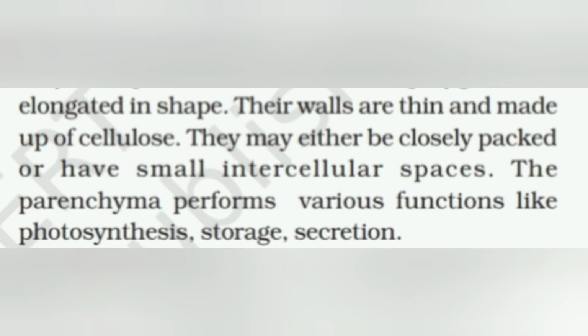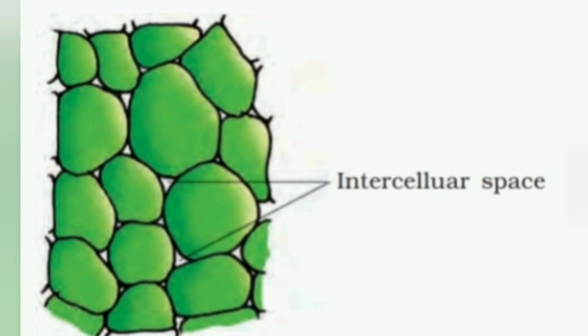Their walls are thin and made up of cellulose. They may either be closely packed or have smaller intercellular spaces. The parenchyma performs various functions like photosynthesis, storage and secretion. Let us have a look on how the parenchyma are arranged with the intercellular spaces. These are almost all isodiametric cells with very little intercellular spaces. They are thin-walled as evident in the figure.